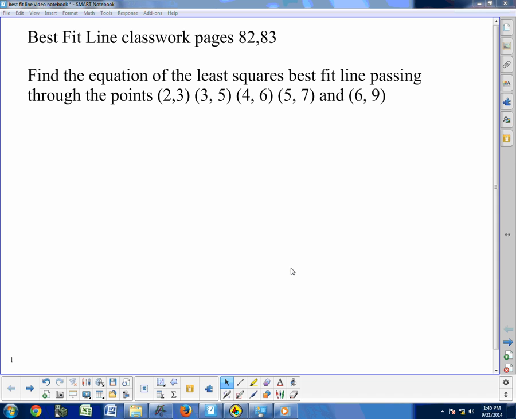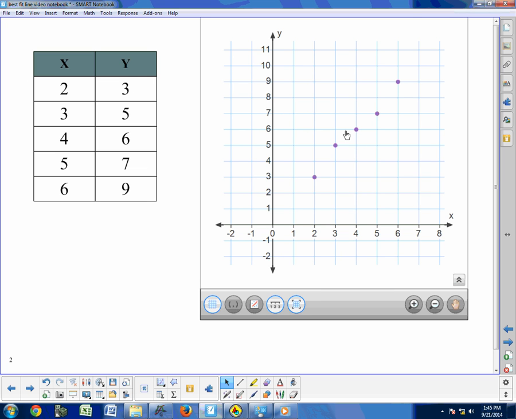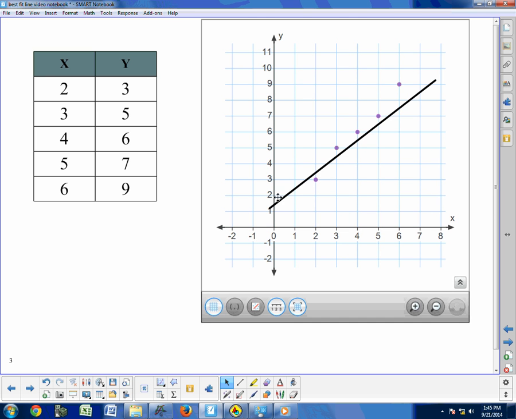So this is part one of our Finding the Best Fit Line development. You can be looking at classwork pages 82, 83, where we're finding the equation of the least squares best fit line passing through these given 5 points. Here's what the 5 points look like: (2, 3), (3, 5), (4, 6), (5, 7), and (6, 9). We're trying to find the line of best fit, and what does that mean?